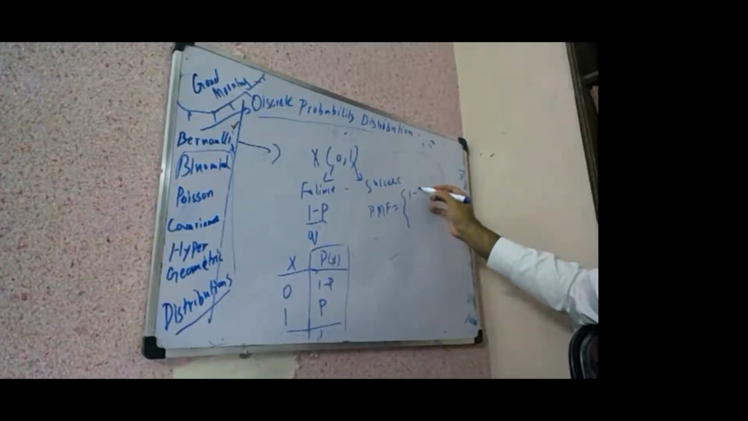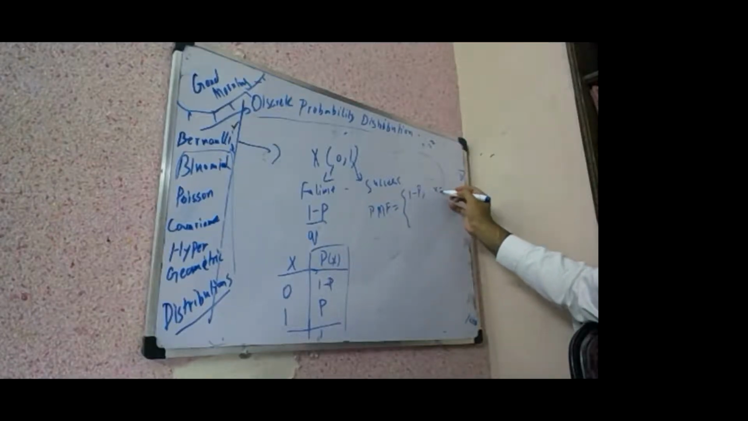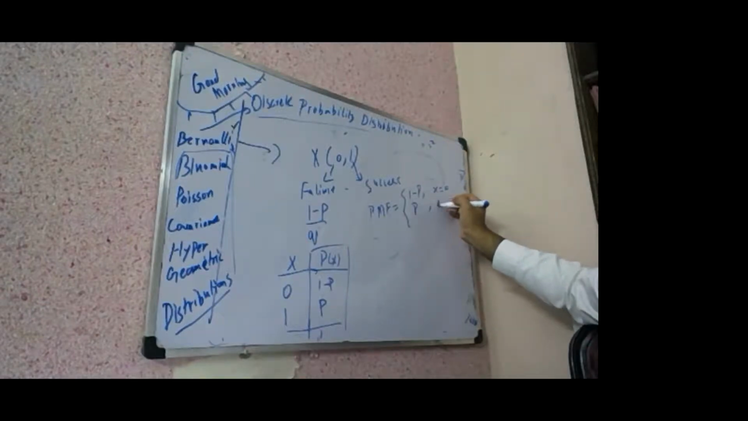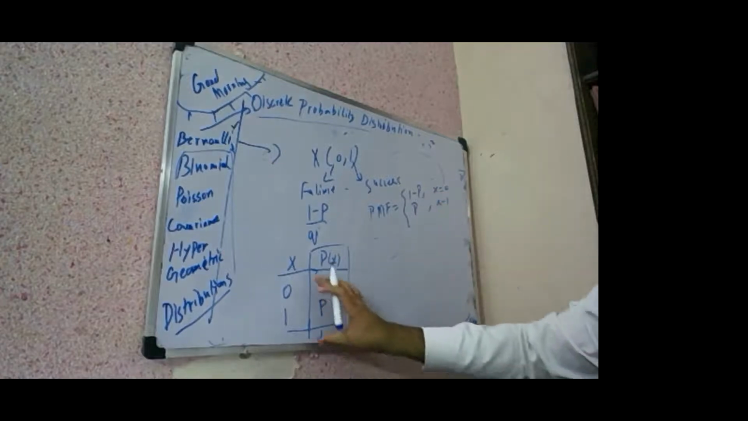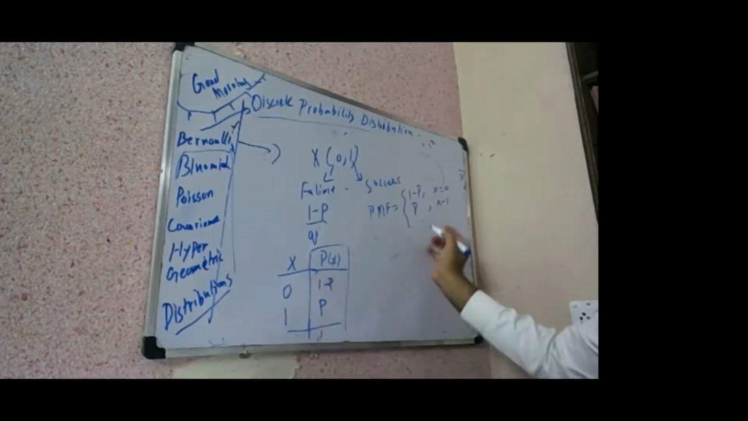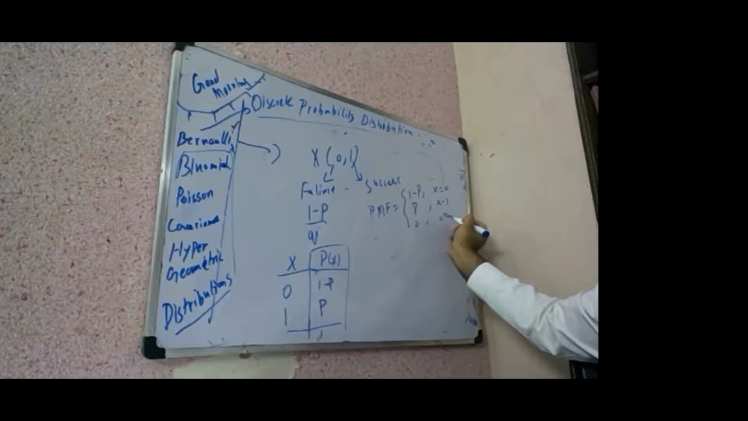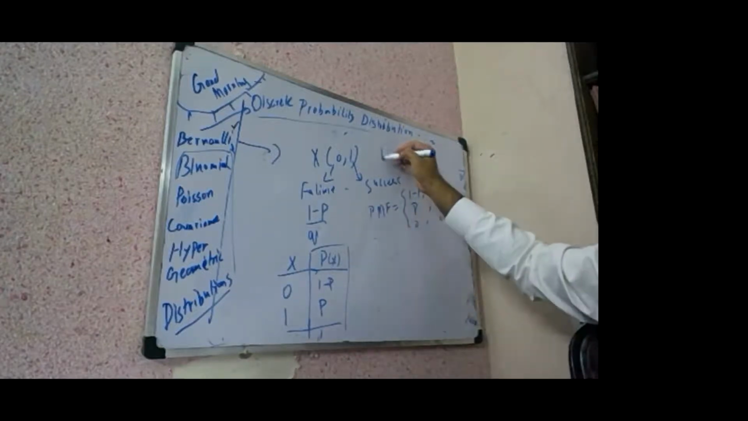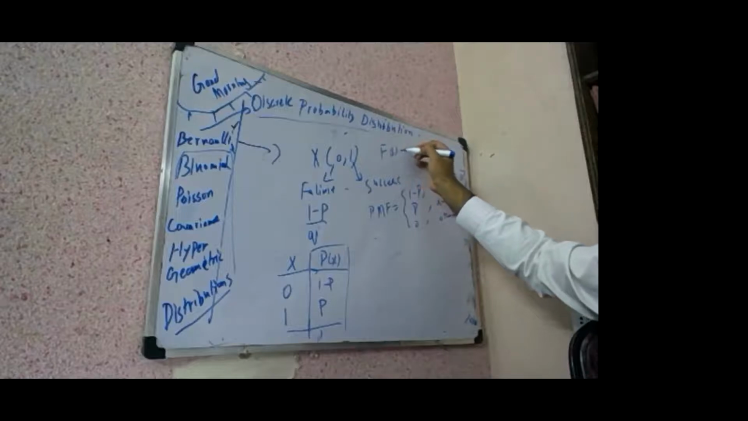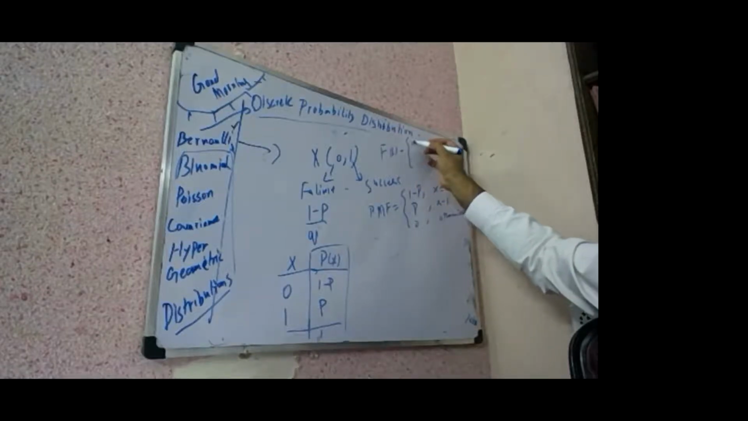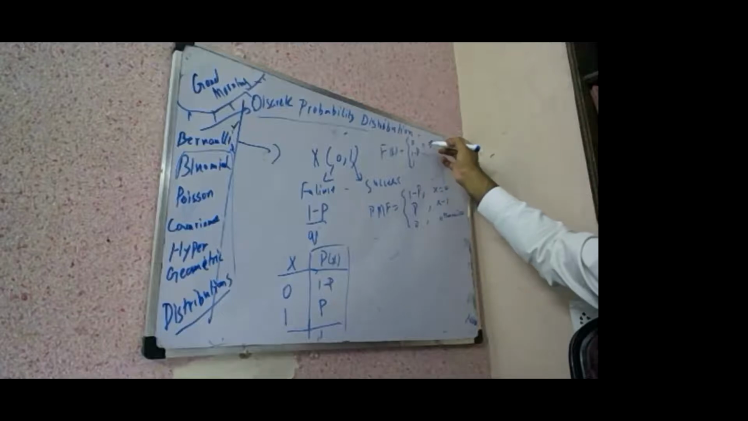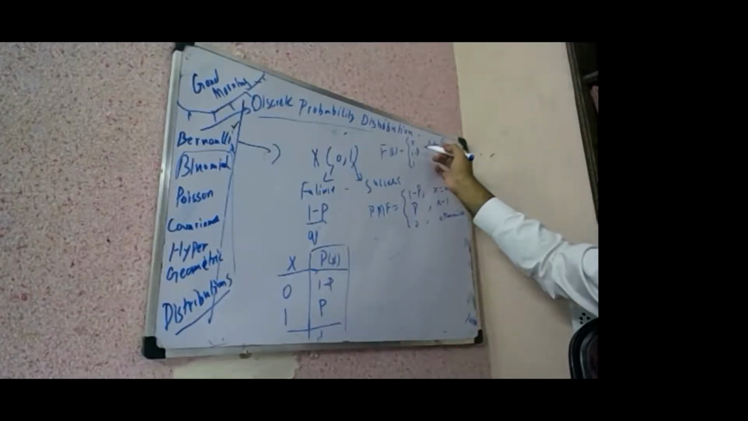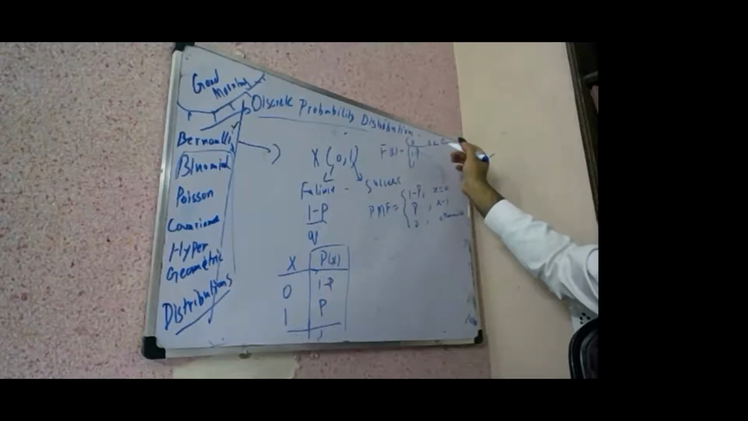It should be 1 minus p, as I told you, if x is equal to 0. It's q or p if x equals 1. I'm just defining it in the same distribution, the same table, in such a way, 0 otherwise. And the distribution function, F of x, will be 0, 1 minus p, 1. Here, x is less than 0, because we don't consider that, that's an otherwise case.